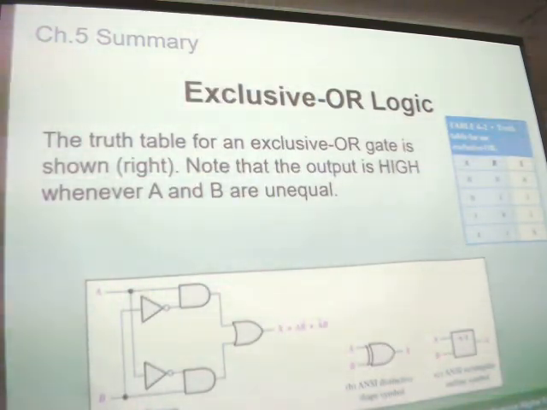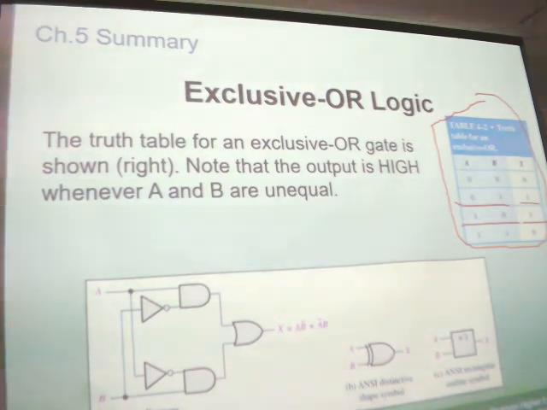Exclusive OR logic. The truth table for an exclusive OR gate is shown like this. Note that the output is high whenever A and B are unequal. That means they are different. If A and B are different, then the output is 1. Otherwise, the output is 0.